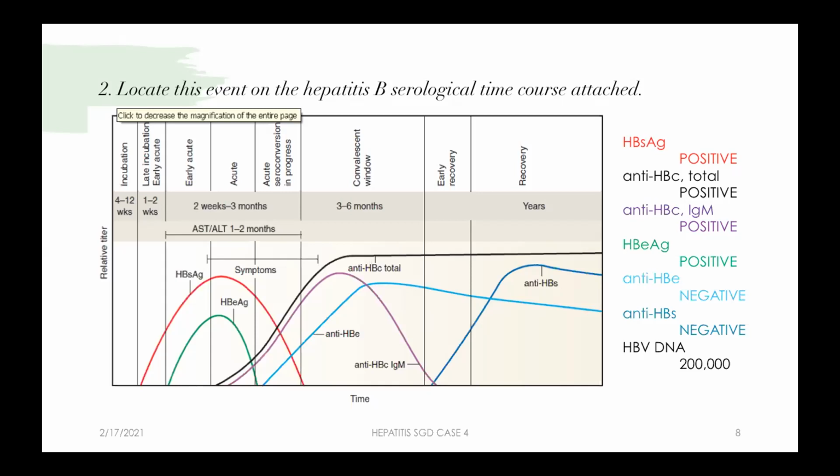With the result, we have located that the patient is in the acute phase of hepatitis B infection. It has to be emphasized that the patient is acute and infectious, because HBe antigen is positive. Acute, active, infectious. Okay, thank you, Doc.